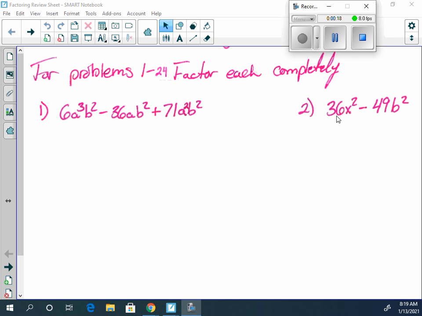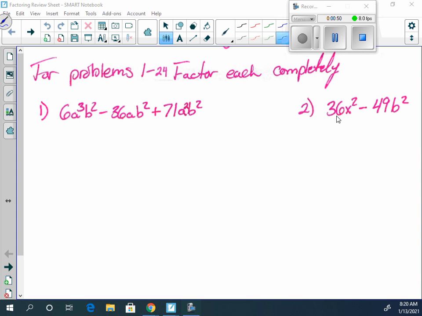So looking at number 1, what we can tell for certain is that between 6, 36, and 71, there's not a greatest common factor between any of these. And that's partially due to the fact that 71 is a prime number. The only factors of 71 are 1 and 71. So we can't simplify 71 at all, so we can't do anything with the numbers. So we can look at the variables.